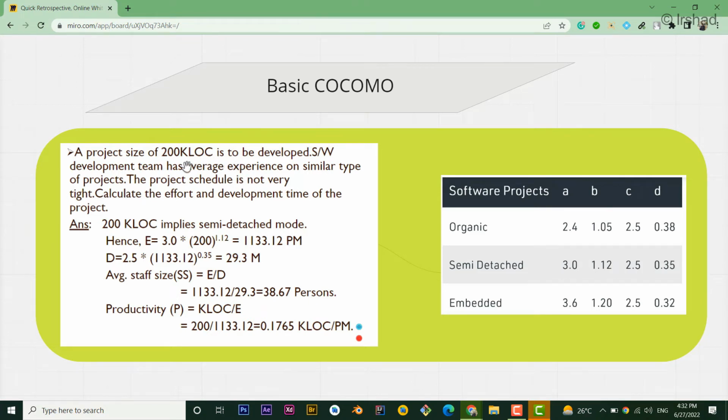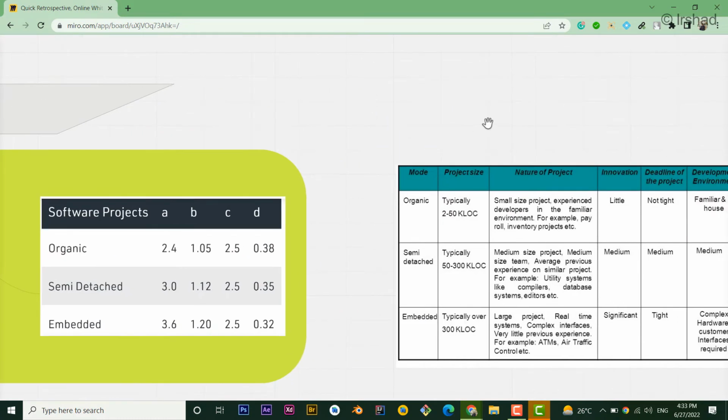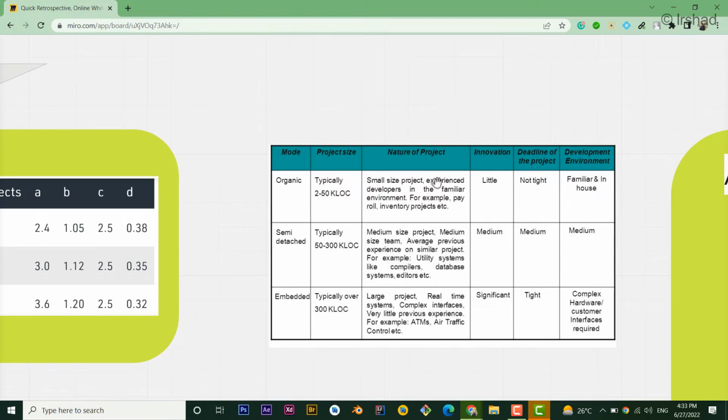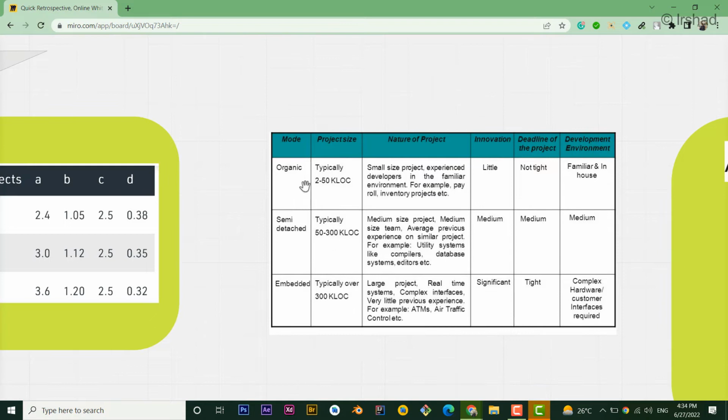From 200 kilo lines of code, as previously we have discussed in this table, the range of lines of code for organic is 2 to 50, whereas for semi-detached it is 50 to 300. From this table we come to know that 200 KLOC lies between 50 and 300, and that is semi-detached. This table we have discussed earlier, so we are working on a semi-detached software.